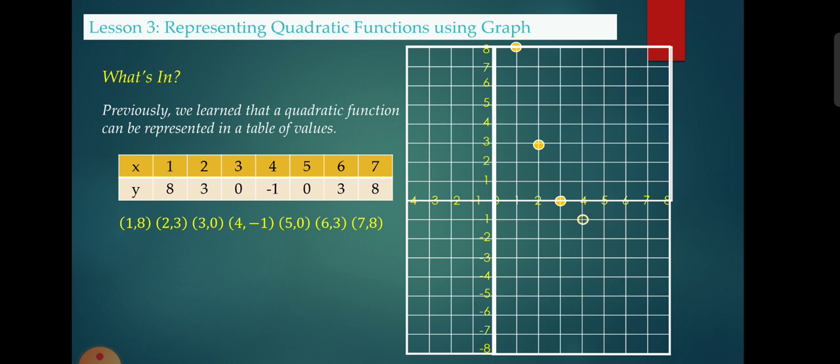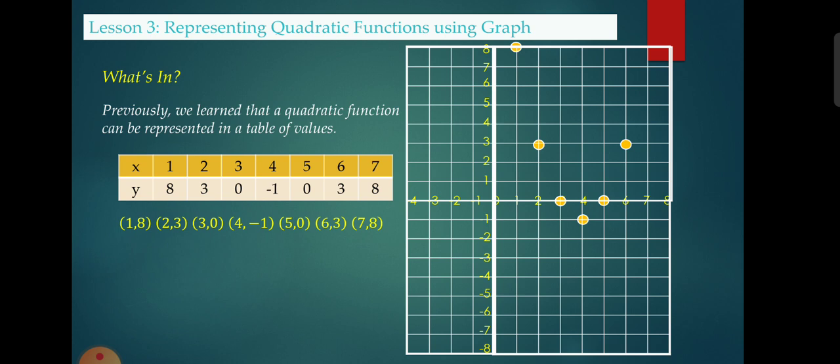Next, for negative 1. Okay. Ang x is positive 4, ang y negative 1. Kaya since ang y is negative man, so nasa sa ubos, going down. Then 5, 0. The second, ang ikaduhang x-intercept. Atbang siya sa 3, 0. Then next is 6, 3. X is 6, y is 3.